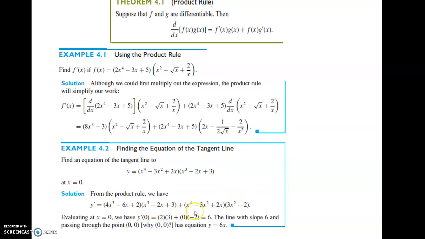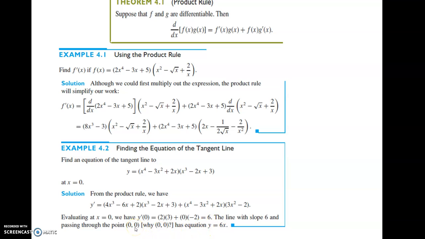So this is the slope of the tangent line at all x. So I have to find the slope at this point. I put x is equal to 0 here, am I right? When I put x is equal to 0, you get 6. That means this is the slope of the tangent line when x is equal to 0. And you substitute in the equation of the tangent line, your answer is y is equal to 6x.